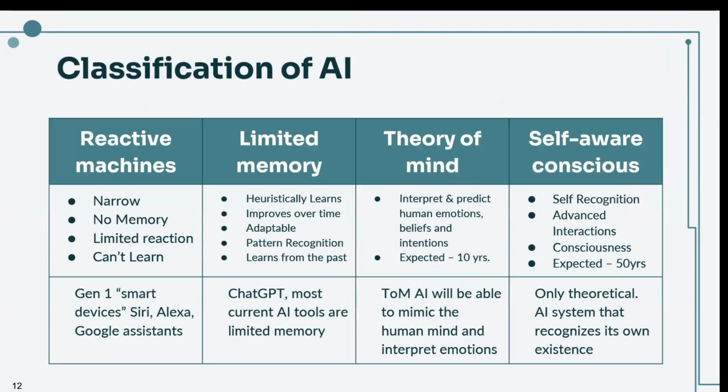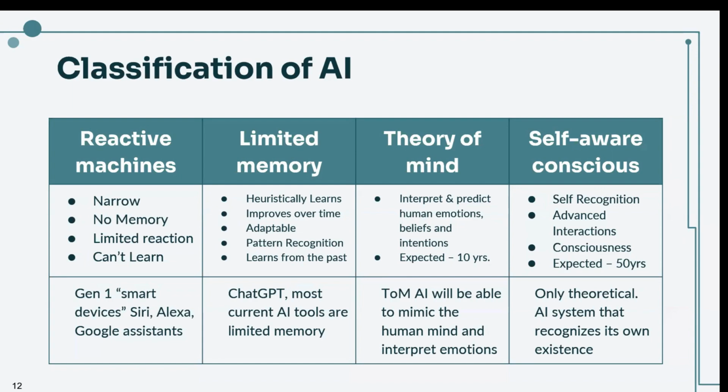There are 4 classifications of AI. First one was reactive machines. That's the Gen 1. Those are the things that we've already come to understand and use, like our old personal assistants, where they have very narrow capabilities. Historically, they had no memory. You asked it a question, it would answer the question, but it wouldn't remember that. So it's question, answer, move on, no memory, limited reaction, and it was unable to learn. That's going to be your first generation Siri, Alexa, Google Assistant, stuff like that.